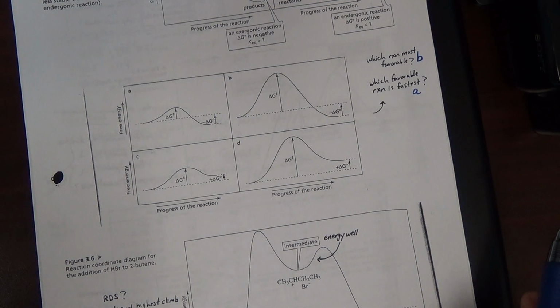This is the reason why diamonds do not explode in oxygen. The combustion of a diamond is a very exothermic reaction, very favorable thermodynamically, but it doesn't occur with any appreciable rate because the activation energy is so high, it turns out, for that reaction.